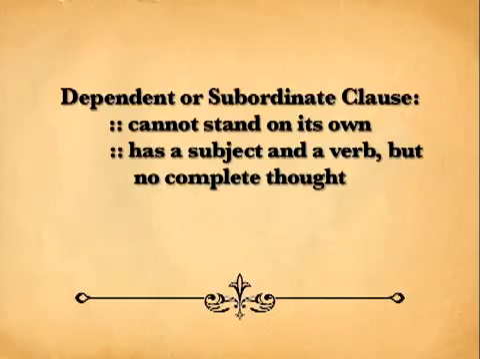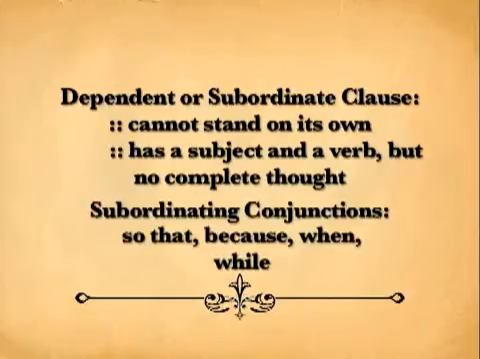The second kind of clause is a dependent or a subordinate clause. It differs from a main clause in that it cannot stand by itself. It isn't independent. There is a subject and a verb, but there's no complete thought. In many cases, there will be some sort of signal word or phrase to let the reader know that the clause is dependent. You might have a subordinating conjunction, such as so that, because, when, while.